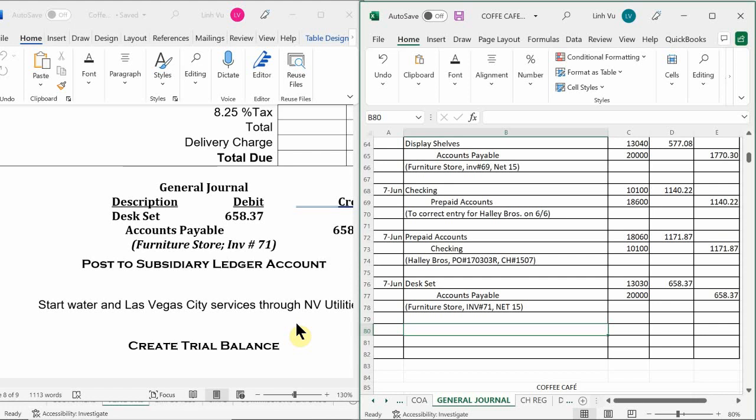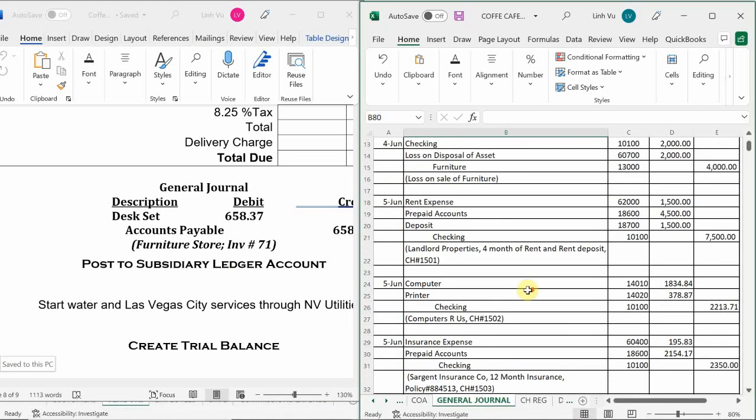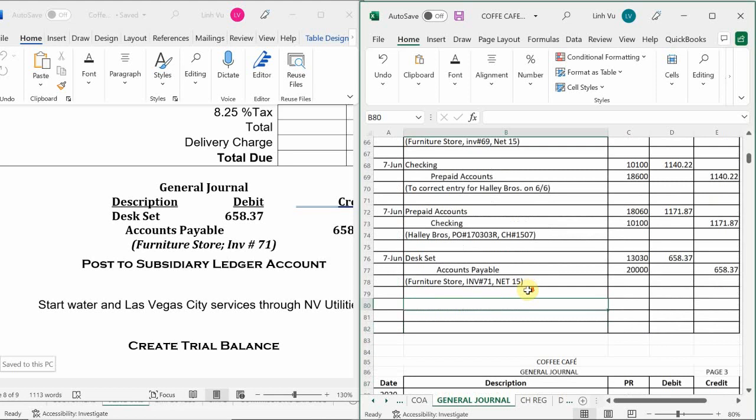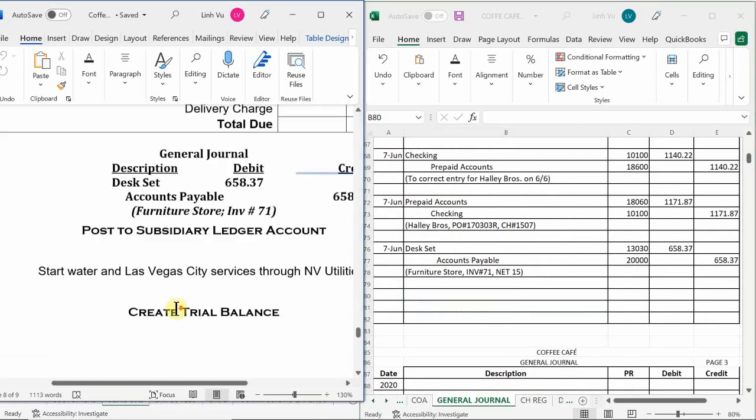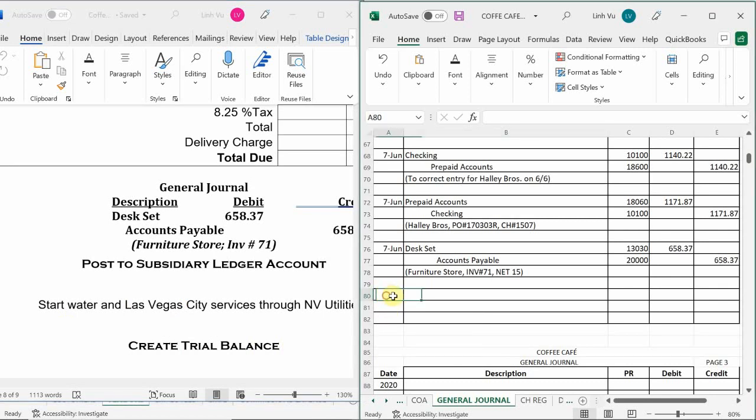So in this case, last thing that we have here is create your trial balance. Okay, so in this case, I am done with my transactions for the first week of Coffee Cafe because now it tells me I need to stop and create my trial balance. So what does this tell me?